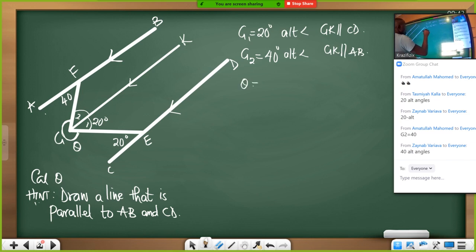What do you think theta will then be? What do you think angle theta will then be? And what will be your reason? I've got Tasmia giving me an answer: 300, angles at a point. Do we agree? Zainab, 300, angles at a point. All right, 300 degrees. Angles around a point, or angles at a point.